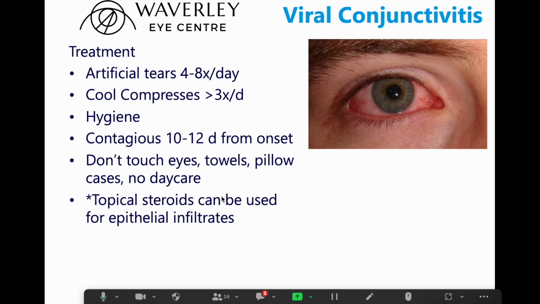So treatment for viral conjunctivitis, we basically just need some time. You're using artificial tears, cold compresses. You're managing the symptoms. And be careful not to touch and spread this because you are contagious for about 10 to 12 days from the onset. You want to be careful about what you're sharing with other family members and what you're touching. Sometimes you can use steroids if there are infiltrates involved.